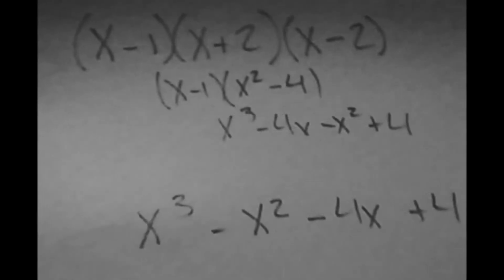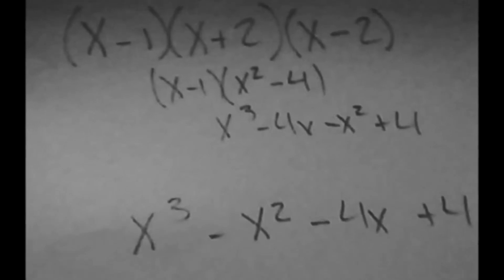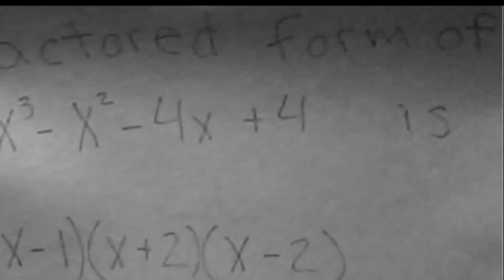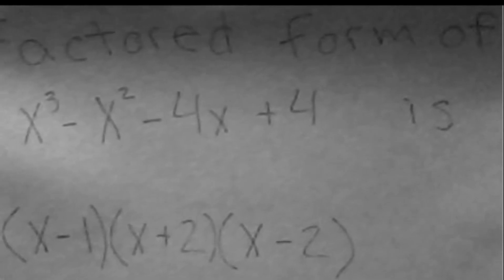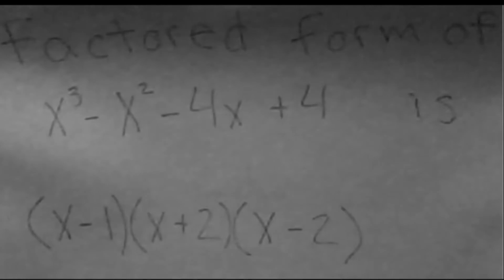Now I'll check to see when I multiply x minus 1 times x plus 2 times x minus 2, I do get x cubed minus x squared minus 4x plus 4, my original polynomial. Therefore, the factored form of my polynomial, x cubed minus x squared minus 4x plus 4, is x minus 1, x plus 2, x minus 2.